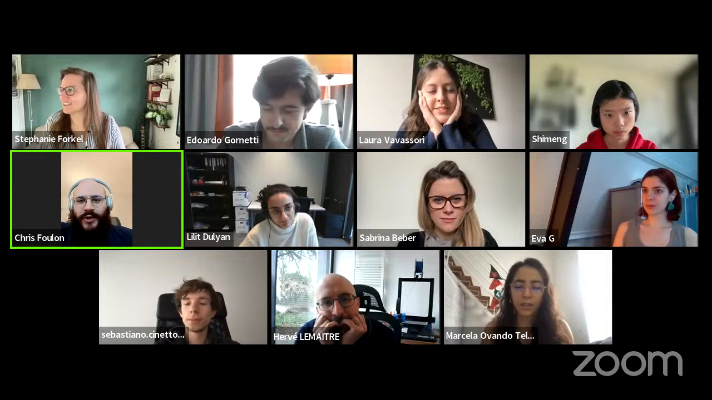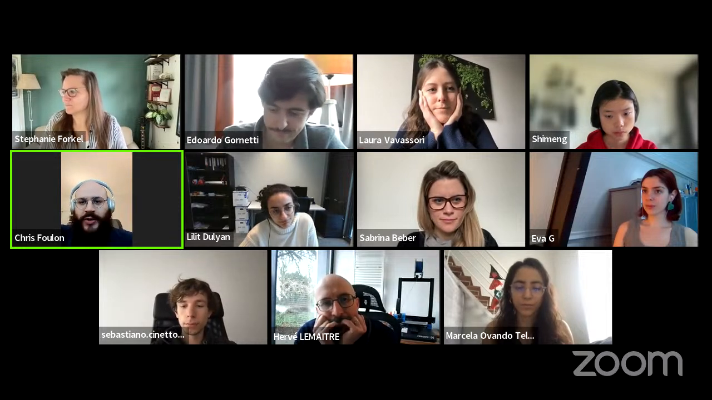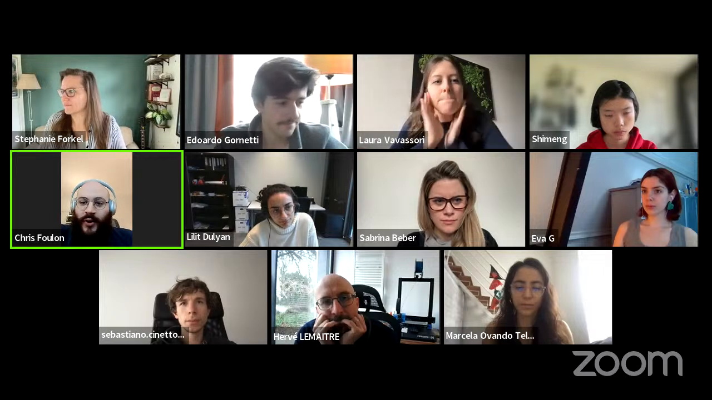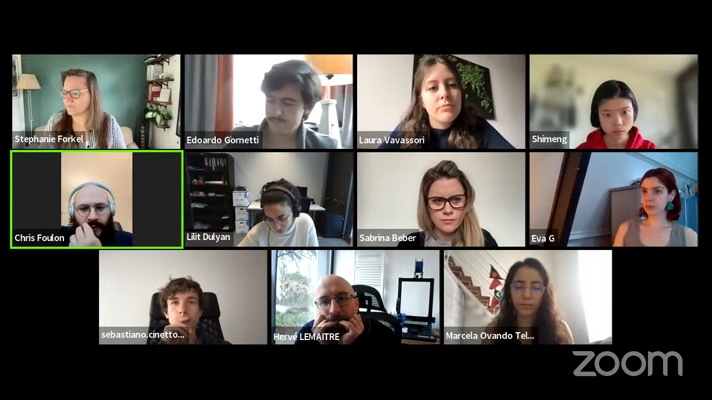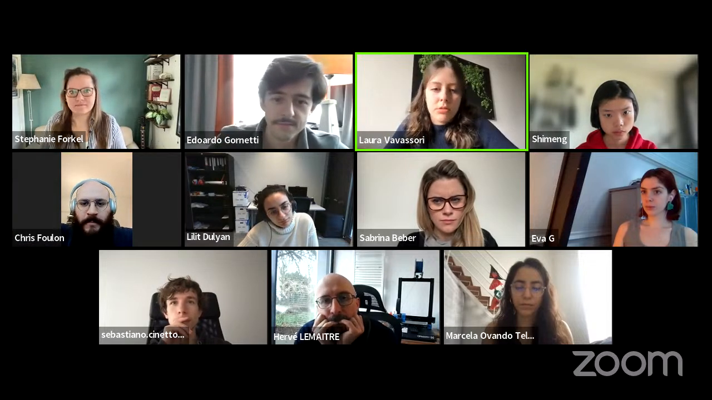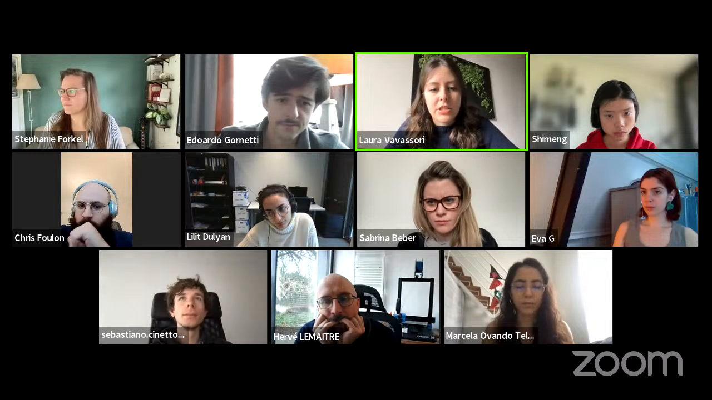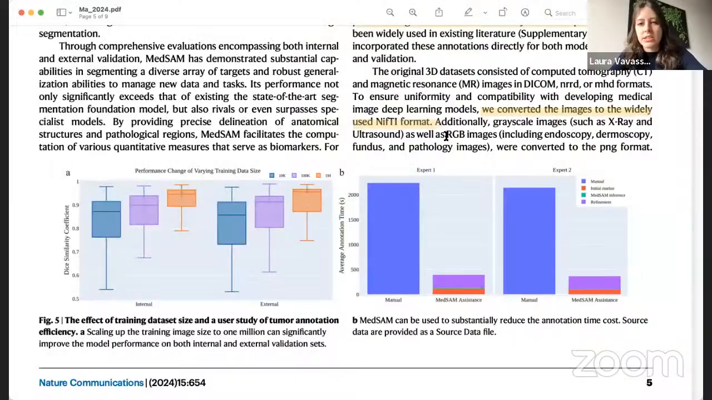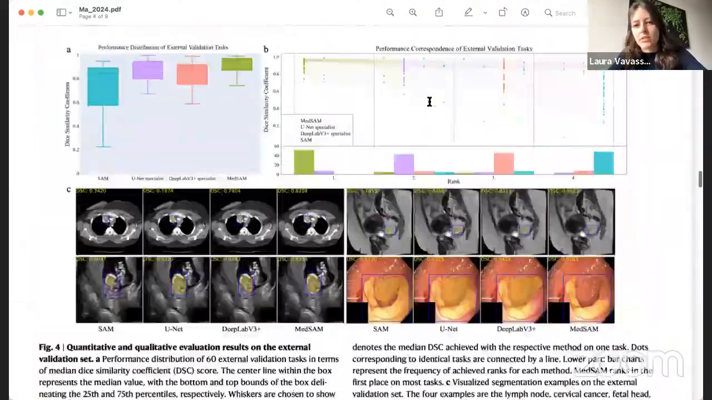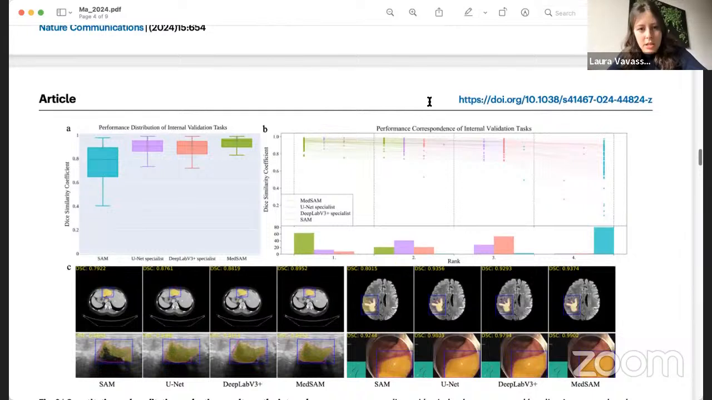In the validation measures, I heard you mentioned the Dice. Was there another measure to evaluate the performance of the models? I don't think so. I saw that they did another type of analysis, maybe, but it's still based on the Dice similarity coefficient. It's just another way of presenting the data, a ranking plot.